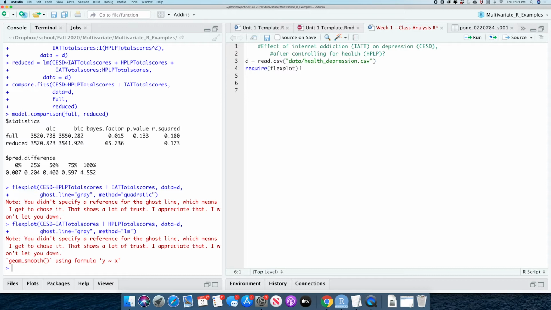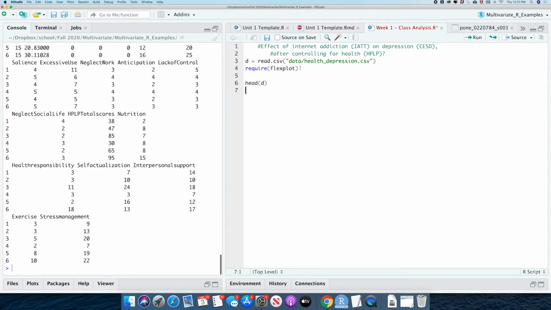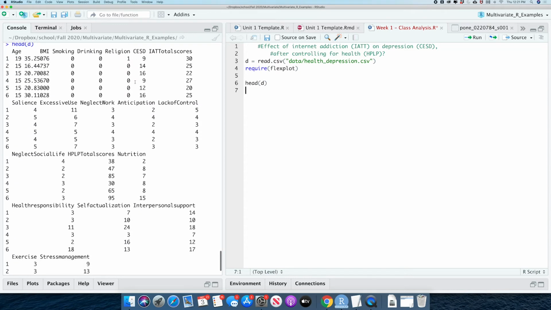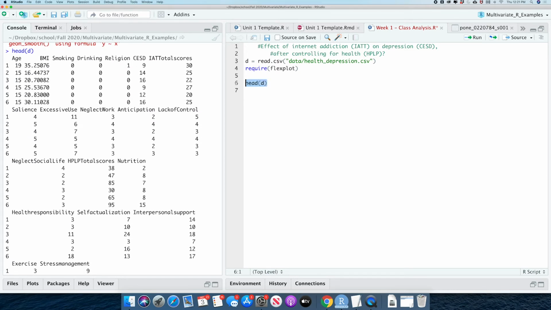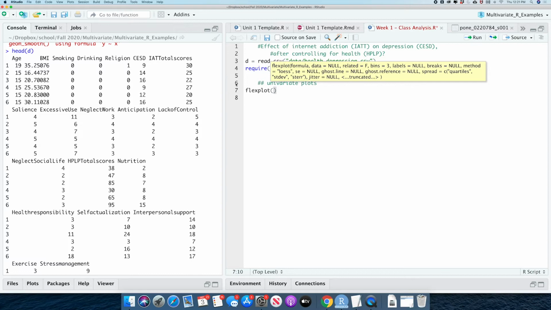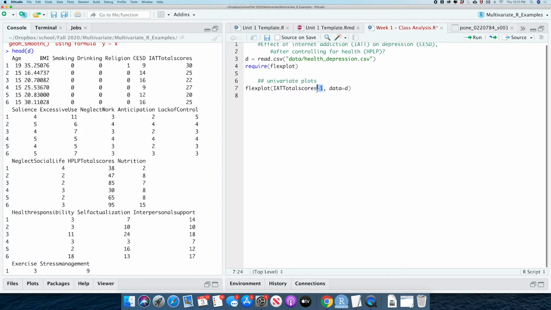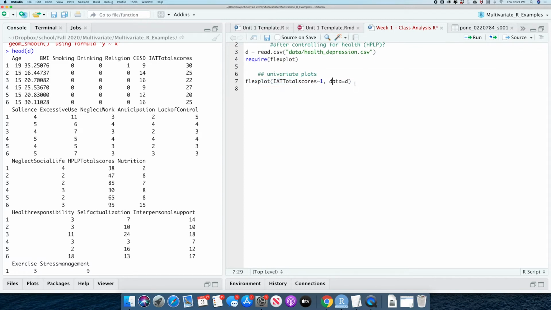I'm going to start by saying head(d), just because I like to see what my data set looks like. Another way you could do it is str(d), but I'm going to go with that. The first thing that I do before I begin any analysis is look at the univariate plots. I'll even write a comment to myself, univariate plots. So I'm going to go flexplot, IAT total scores, tilde 1, data equals d. That tilde 1 is basically telling flexplot you just want to look at the univariate distribution of that. So in this case, it would be a histogram.